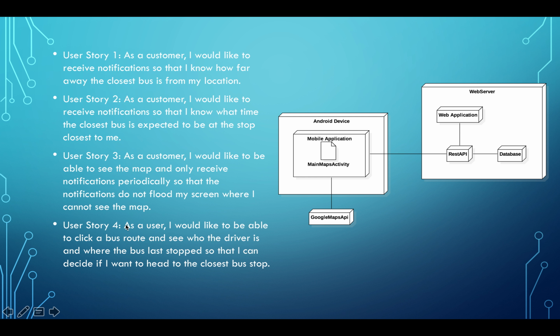The last user story is, as a user, I would like to be able to click a bus route and see who the driver is and where the bus last stopped so that I can decide if I want to head to the closest bus stop. This is actually using a different activity, but it's the same idea. Basically, when we pull the information for the bus routes, we're pulling that from the API. Those are pulled down into the mobile application, and then we are displaying that information to the user.